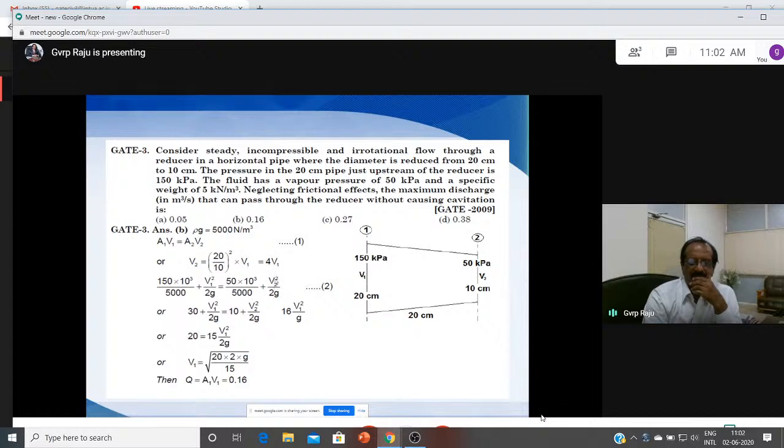So you can substitute V2 is equal to 4 times V1 here. And this equation is 30 plus V1 square by 2g, which equals 10 plus V2 square by 2g. In place of V2 square by 2g, you can take 16 V1 square by 2g so that you can find out V1. So this is the value of V1 here, and you can get Q is equal to A1 V1. So A1 is pi by 4 into 0.2 square, if it is in meters, and V1 is this value, so that the answer is 0.16.